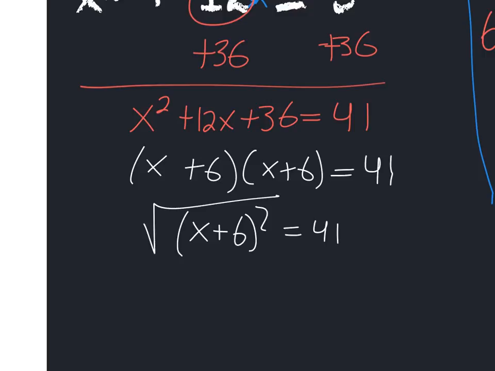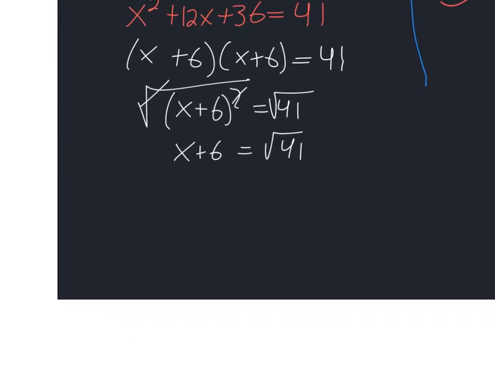Next, you would take the square root of both sides, and that would leave you with x plus 6 equals plus or minus the square root of 41, which, 41 is prime and does not have an integer as an answer when we take the square root. So we would just leave it as plus or minus the square root of 41.